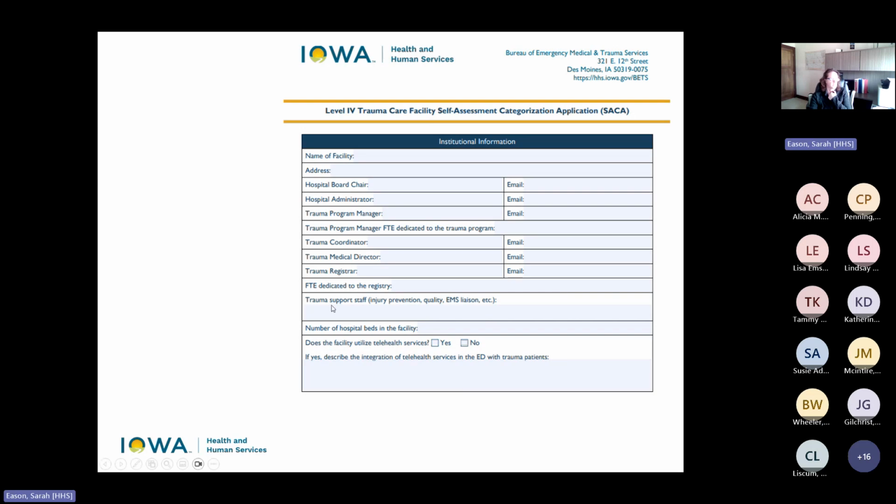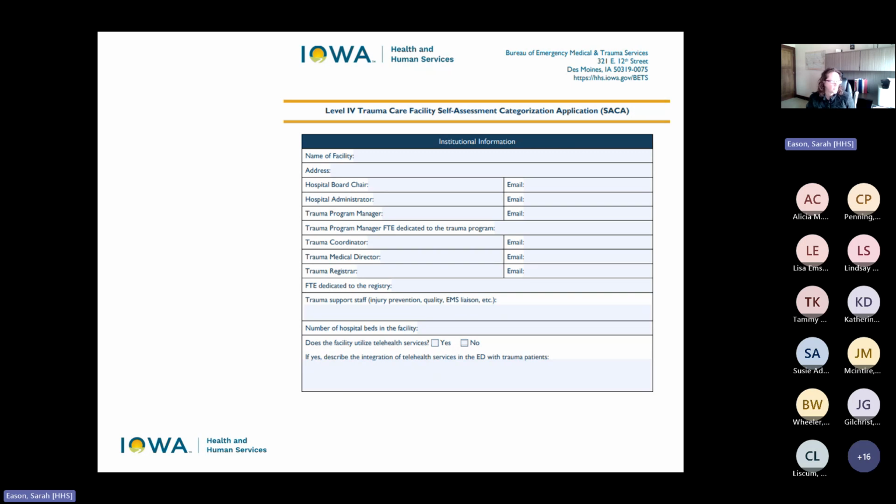And I get a lot of questions about trauma support staff here, injury prevention, quality, EMS. This is anyone that helps with your trauma program. So this may be your injury prevention people in the hospital that you rarely talk to, but they're always working with falls. This could be your quality department that helps you lay out some metrics in your hospital. This is your EMS liaison. There might be somebody else that comes to your trauma committee. And this is just really anybody that helps at all or touches any injured patients that come through your doors and how they support your trauma program. So there could be a lot more people there than you think.